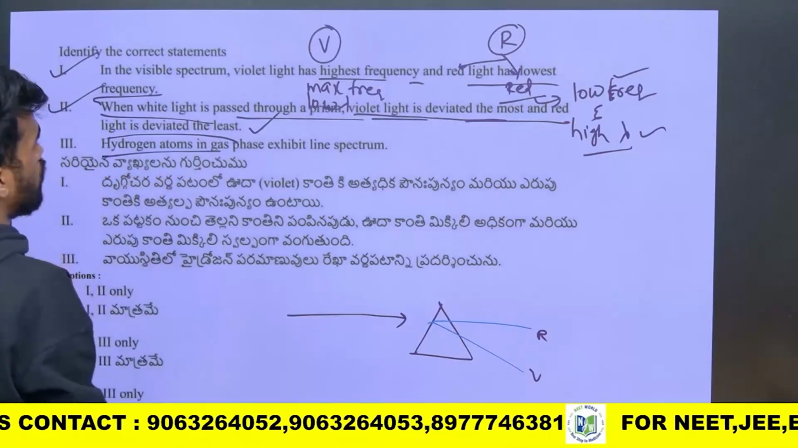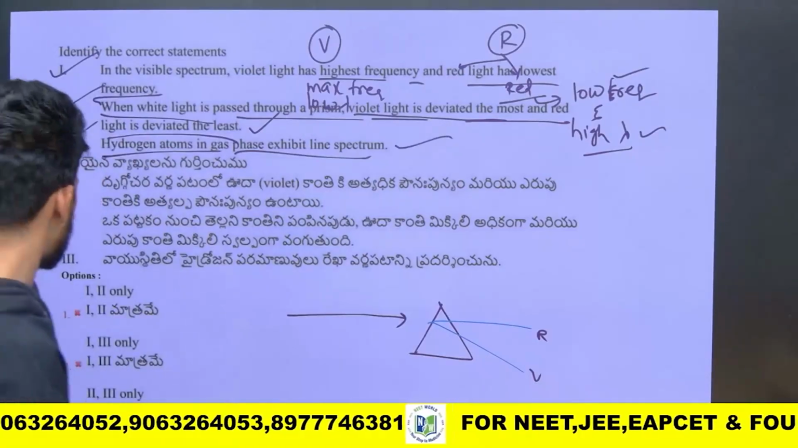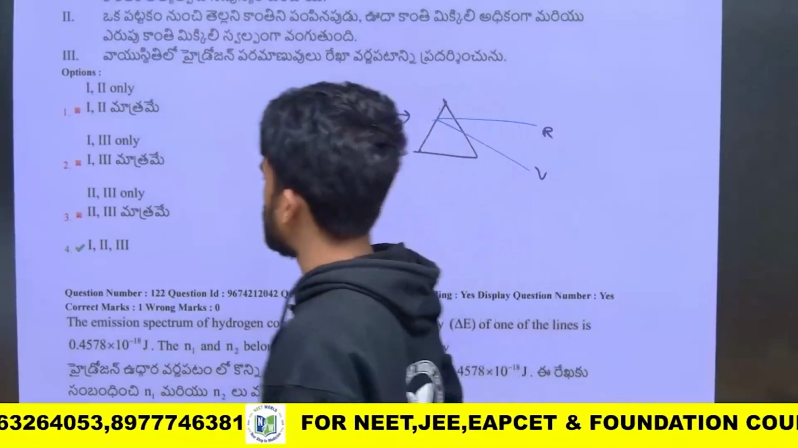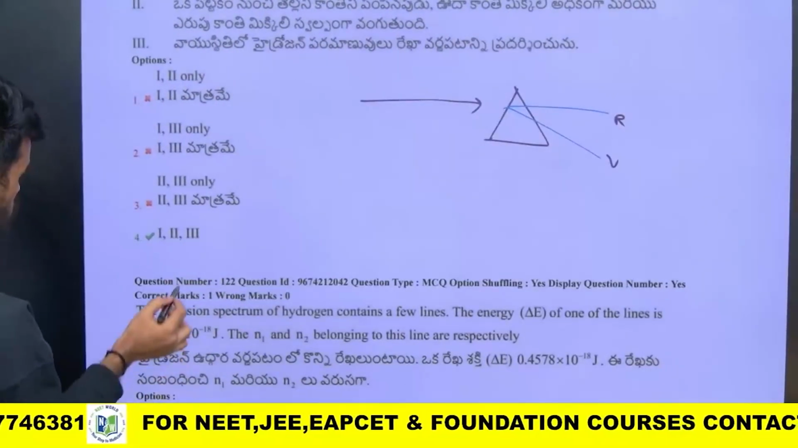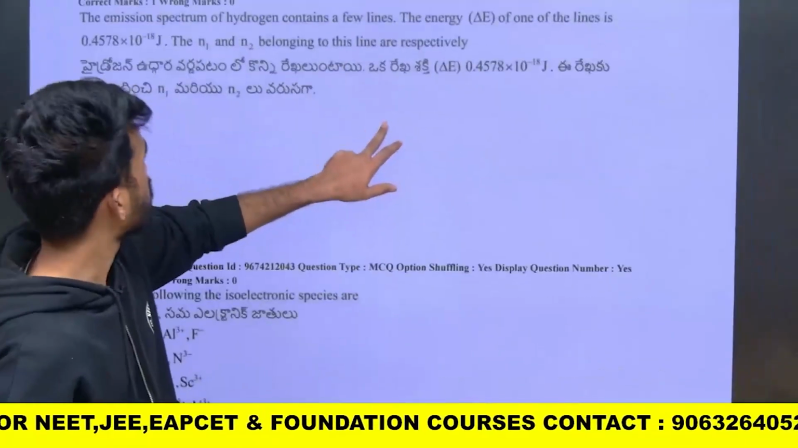Hydrogen atom in gas phase exhibits line spectrum, that is also correct. So 1, 2, 3 are correct. Do we have any option like 1, 2, 3? Yes, option 4 is 1, 2, 3, you can choose it. Okay, so this is the correct one. This is the answer. Okay, let's move further.